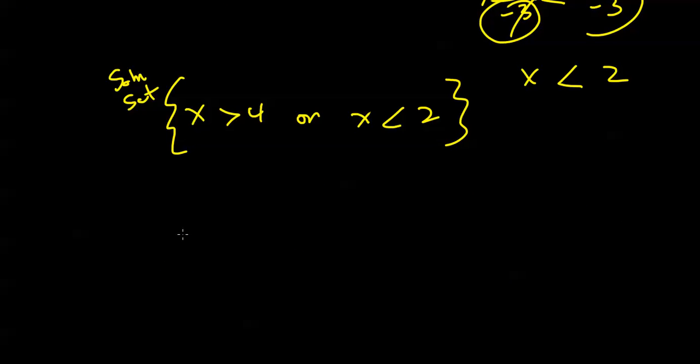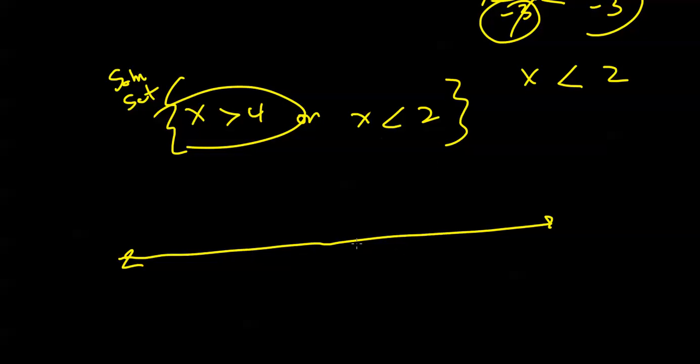Alright, let's do a graph of this solution set. Again, this tells me two things about x. X is greater than 4. Well, greater than 4 means to the right of 4 on the number line. I draw an open circle at the boundary value of positive 4 and shade in all values to the right.